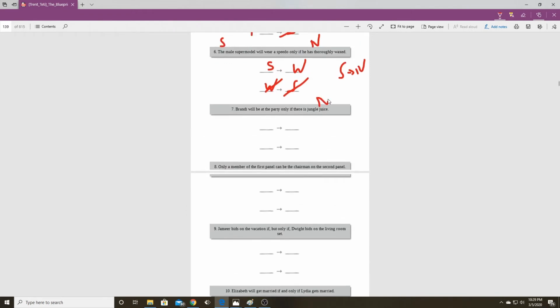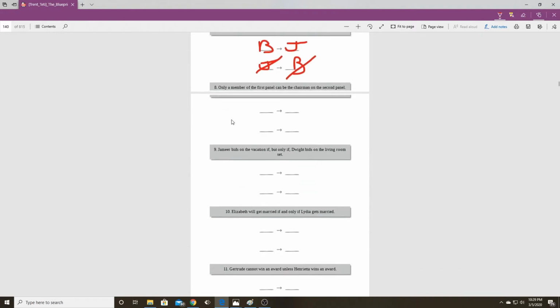Only if there's jungle juice, no brandy at the party. Only, oh man. Second panel. So be chairman on the second panel, first panel. So if you're chairman, you could be chairman of the second panel when you're a member of the first panel. So if you're not from the first panel, you cannot be.